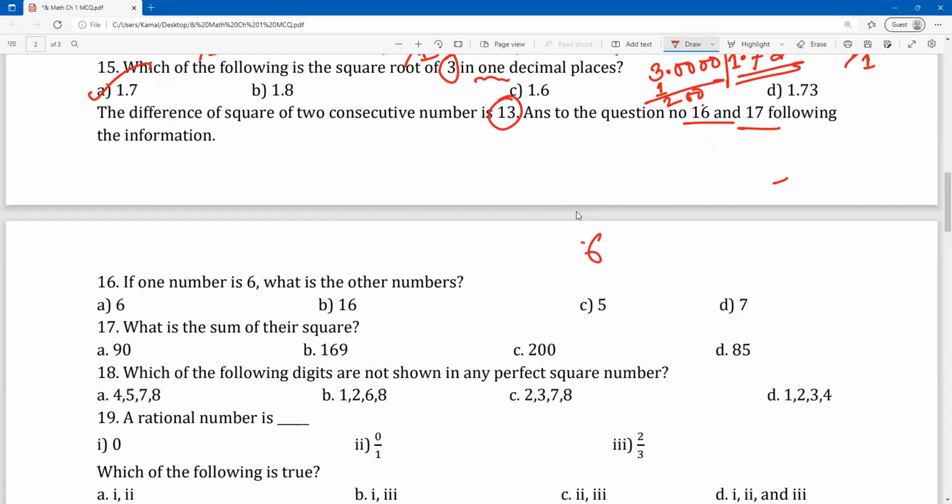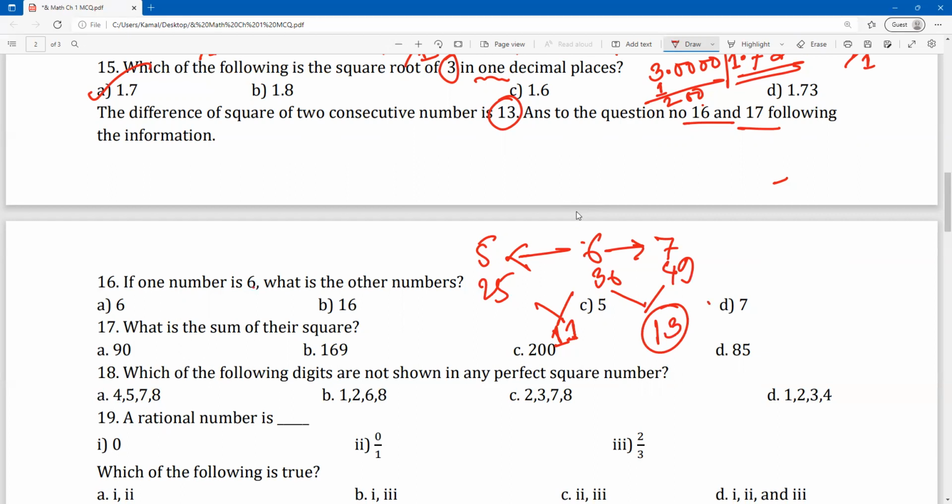Definitely if one number is 6, another number may be 7 or maybe 5. We have to find their squares. This is 36, this is 49 and this is 25. Now we have to find whose difference is 13. So here 36 and 25, the difference is 11. And this difference is 13, so the 13 difference is 36 and 49. If one number is 6, another number will be 7 because their square difference is 13.